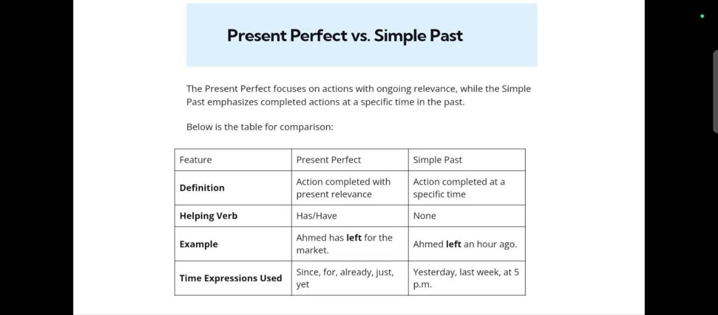In the table we have definitions. So by definition we can differentiate actions completed with present relevance for the present perfect, and simple past actions completed at a specific time. Helping verbs: we use has and have with present perfect, and we use the second form of the verb with simple past, but we never use has and have in simple past.